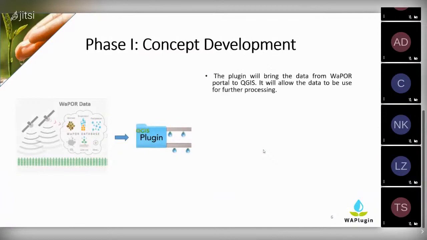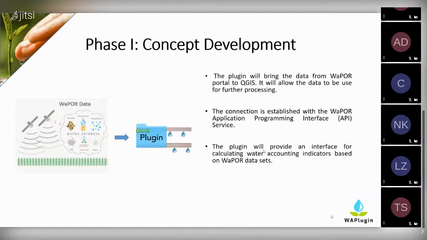So we wanted that the plugin brings the data from Wapper portal to QGIS and allow that the data can be used for further processing in this software. Also, the connection that is going to be made by the plugin between Wapper and QGIS is going to be established with the Wapper application program interface API service. The plugin will provide an interface for calculating water accounting indicators based on Wapper datasets. And the indicators will support users by generating maps and reports for further assessment and evaluation.